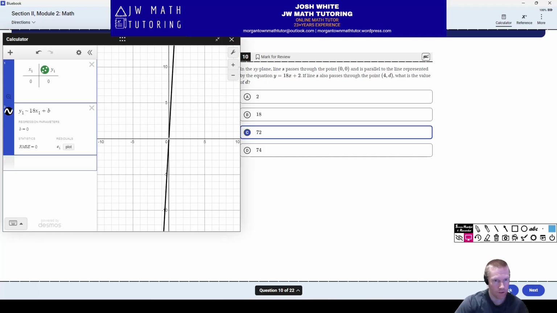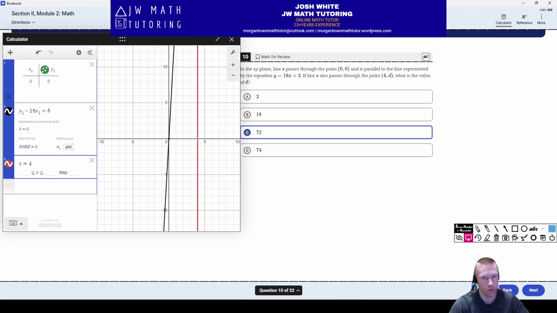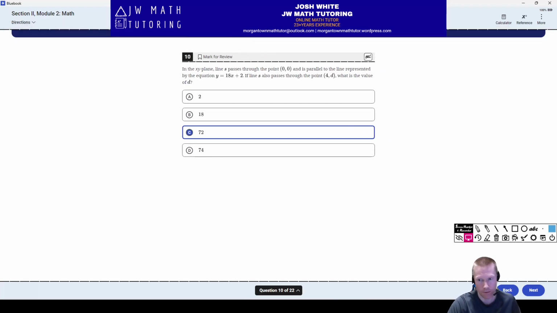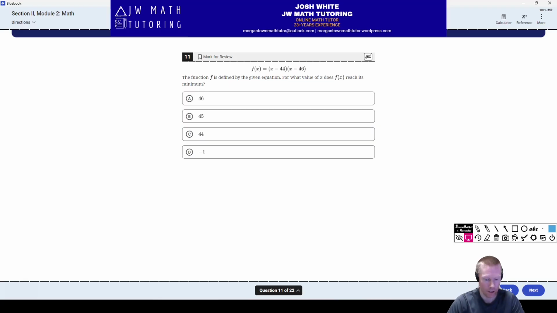So now we have the equation of the line, and we want to know when x is 4, what is the y value? So I would just type x equals 4, and now I'm just going to look for the intersection point. Okay, what is my y-coordinate? 72. Correct answer. Again, that's how you could do the entire problem in Desmos. All right, next up, number 11.